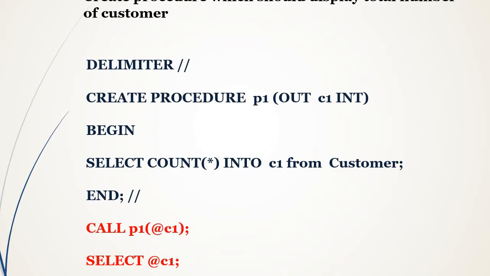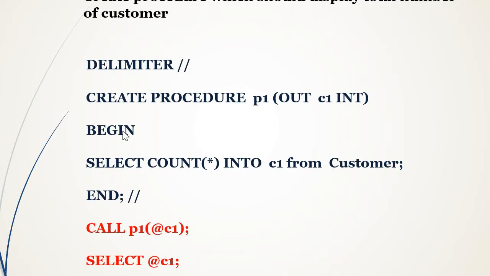As you know the syntax of writing a procedure, first change the delimiter, then create procedure and the procedure name. Here the procedure name is P1. Then these are the parameters which are passed to the procedure. You want the output as the total number of customers, so OUT C1 and the type of parameter, that is integer. So here you are declaring the procedure P1 with the output parameter C1.